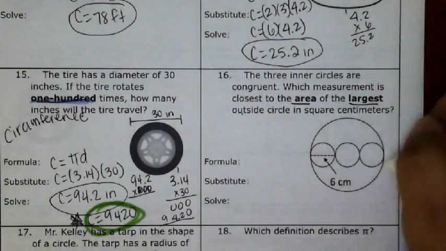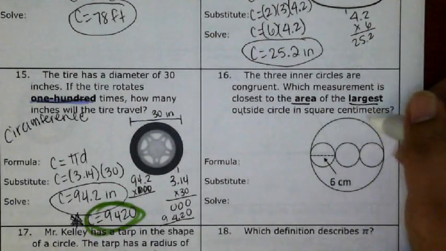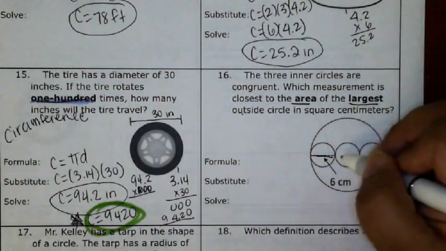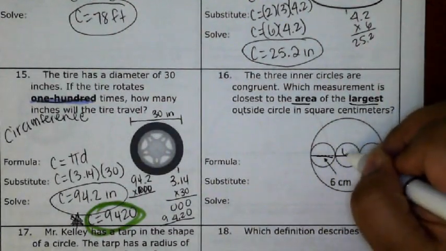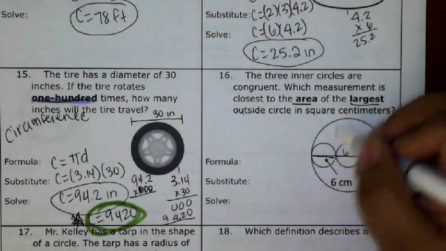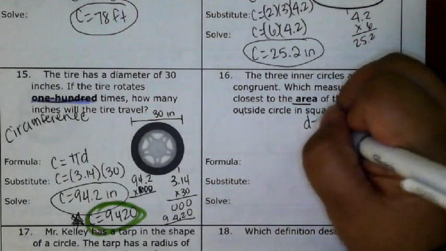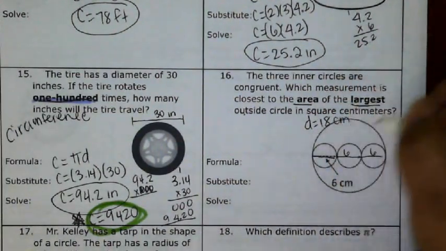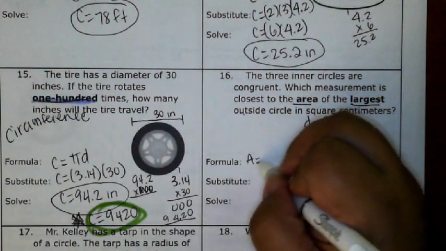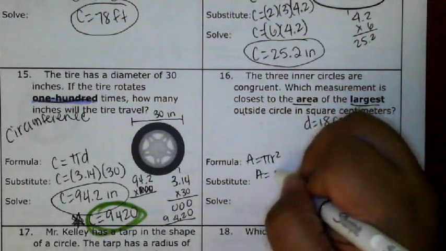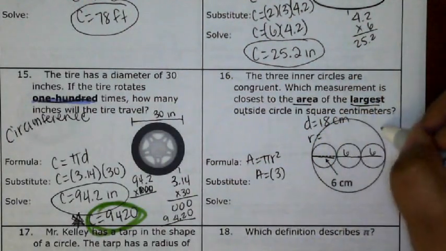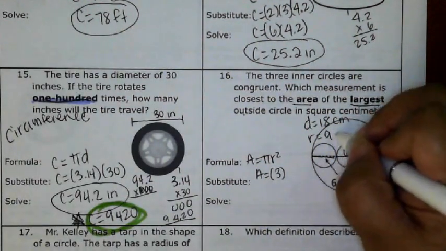Okay, so I know that this one is going to be 6. This one's also got to be 6, and this one's going to be 6. So if I had all of those 3, that's 6 times 3, which is going to be 18. That means that the diameter is 18 centimeters of the full circle. Okay, so we're finding area. So A equals pi r squared. Okay, 3 times. Now, I don't need diameter, I need radius, so that means I have to take 18 divided by 2. That's going to be 9 centimeters. So 9 squared. 9 times 9 is 81.